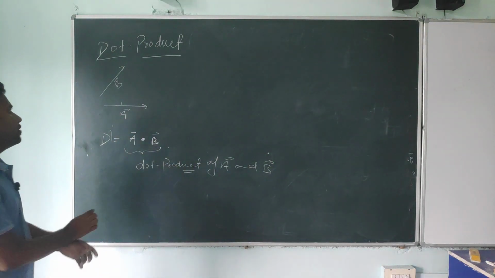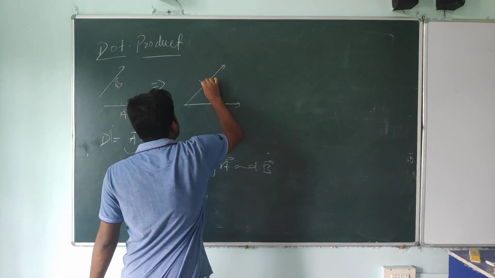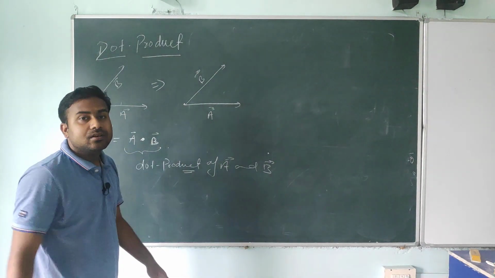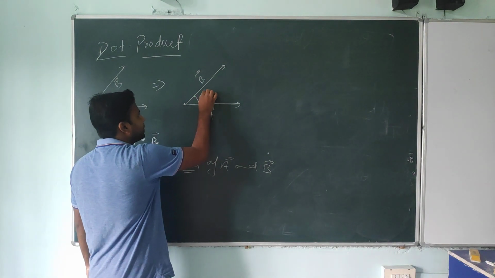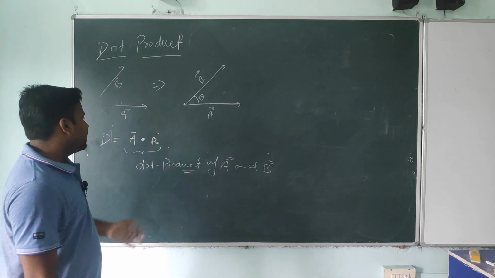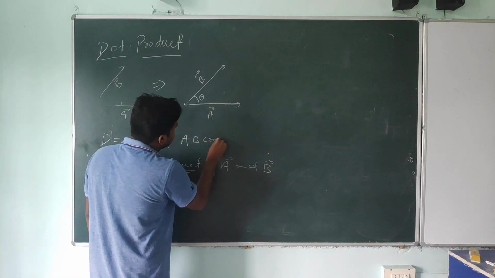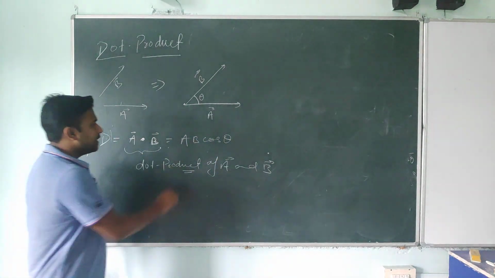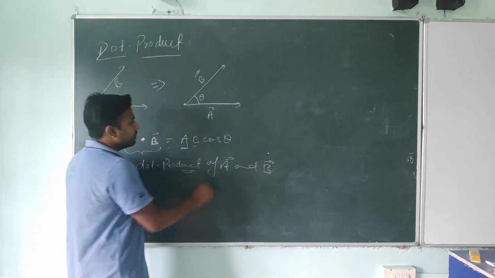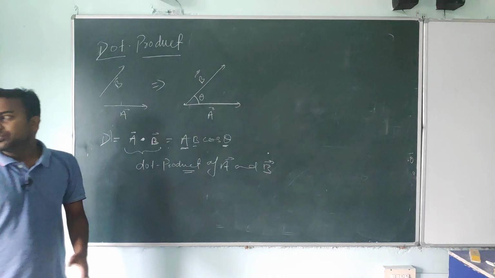Look at this, how you will take. First thing you have to do, you have to join their tails. So this one is the b vector and this one is the a vector. If you join their tails, what you will get? The angle between two vectors, theta. And here a dot b, whatever you are getting, that is ab cos theta. A is the magnitude of a vector, b is the magnitude of b vector, and this theta is the angle between these two vectors a and b.